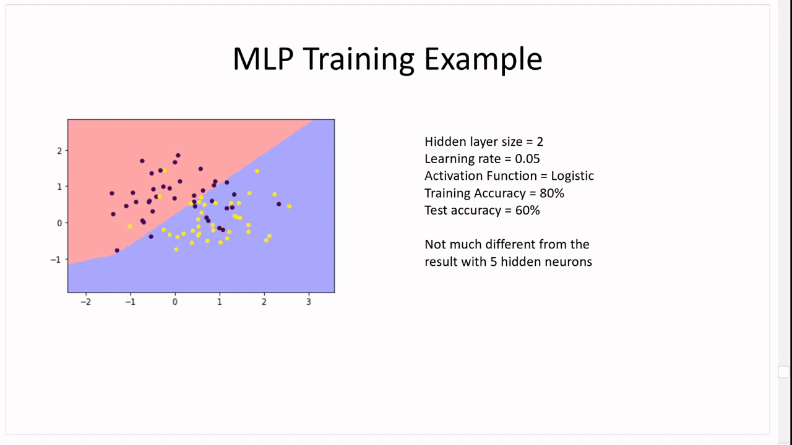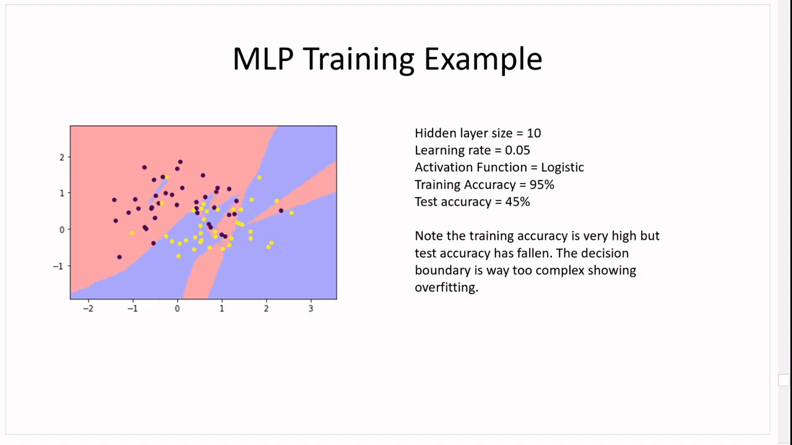So hidden layer size is 2. That is, we have 2 neurons. The learning rate is 0.05. Activation function is logistic. Training accuracy is 80%. Test accuracy is 60%. And these results are not much different from hidden layer with 5 neurons. So there is not a big difference. That was 81 and 61% or something like that. And now we are getting 80 and 60%.